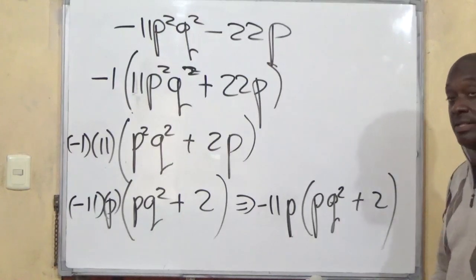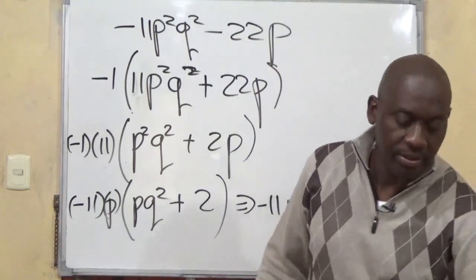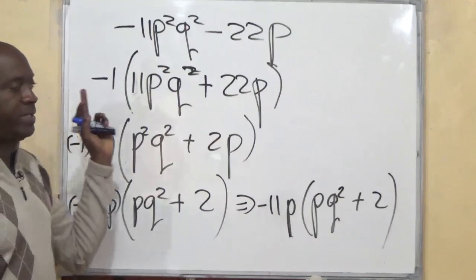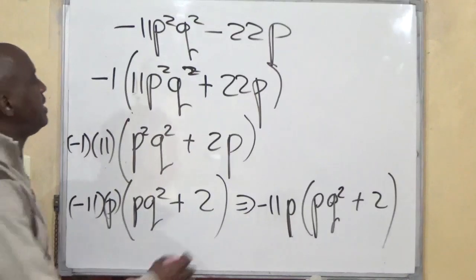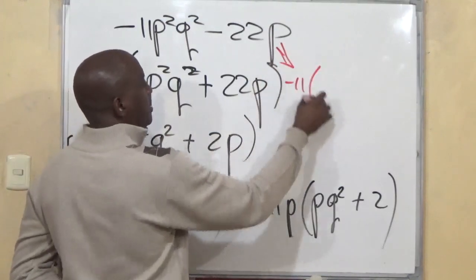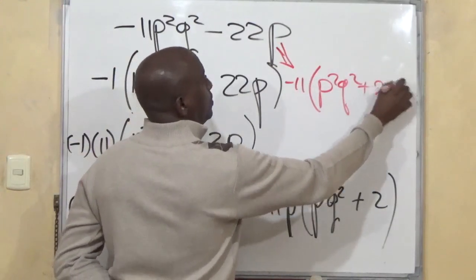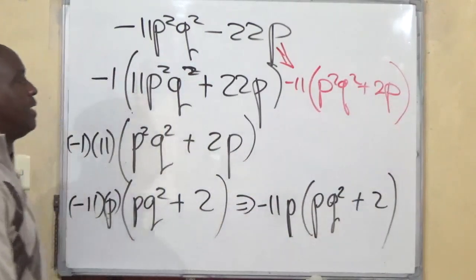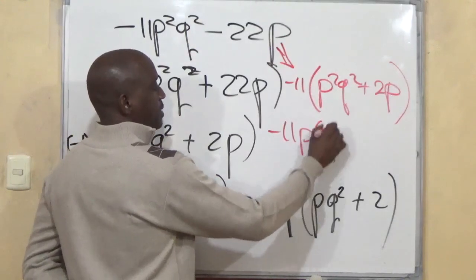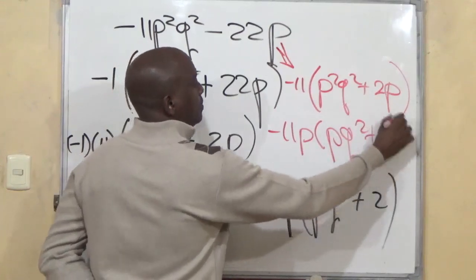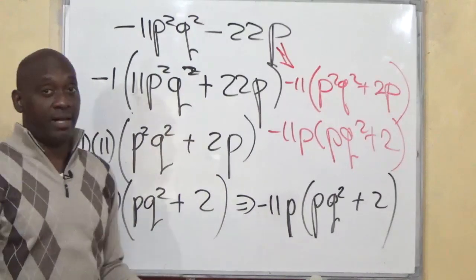Of course, as I would have mentioned before, folks will go from here to here in one line. In some cases, the first thing they will do is take out the whole minus 11. No problem. So they start with this and say, minus 11 into what? p squared q squared plus 2p. And then you take out the p, and you'll have minus 11p into p q squared plus 2. Two lines in red, as opposed to 1, 2, 3, 4 in black, right?